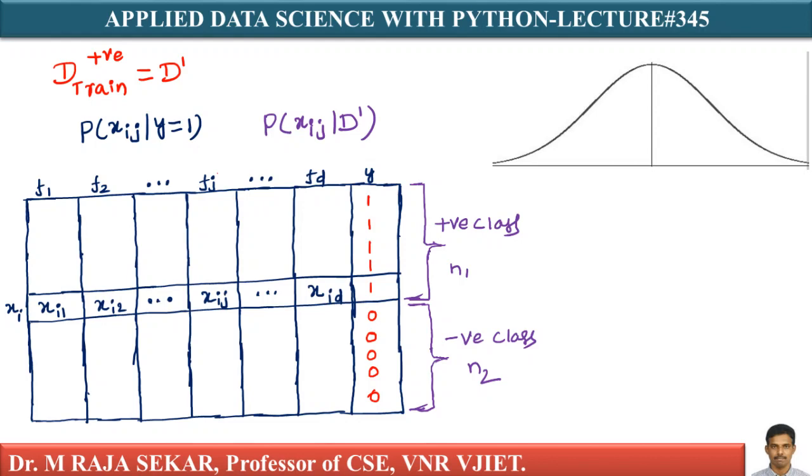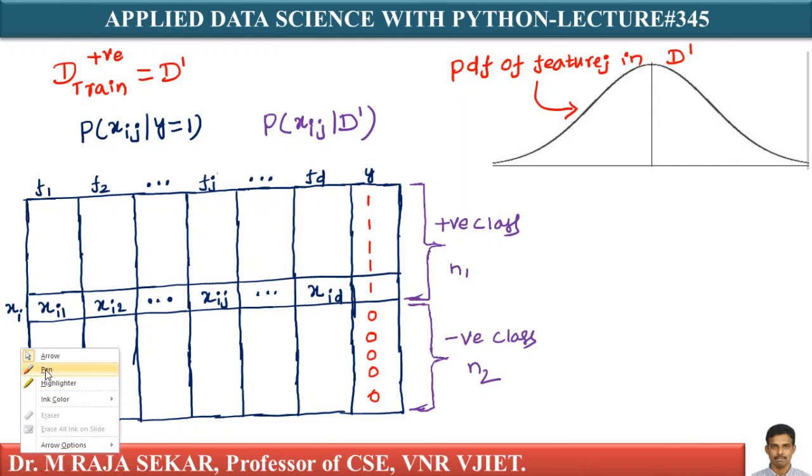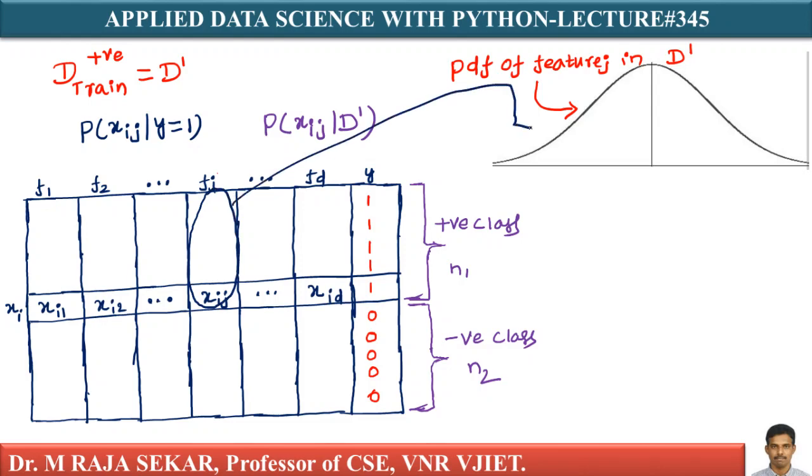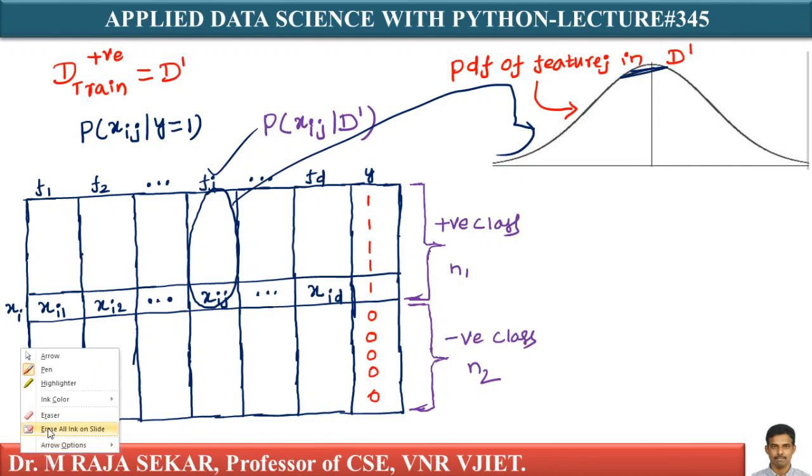Remember, this is very important. This is the PDF of feature J in D dash. I am not collecting the entire data. I am collecting only positive label data, and I am plotting that. I will get this particular probability density curve. D dash means positive label data.